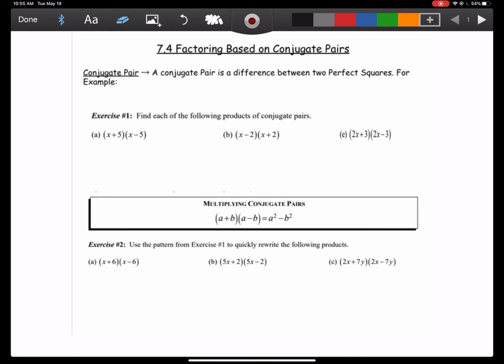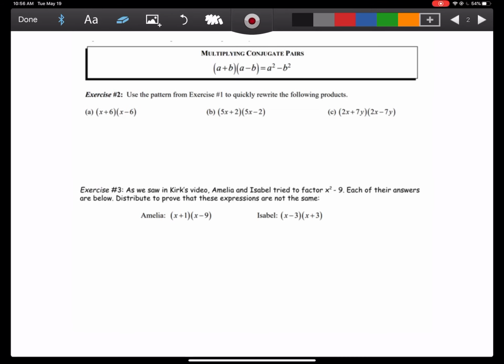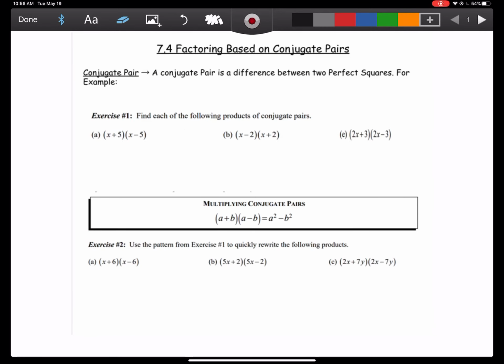Okay, this is 7.4, factoring based on conjugate pairs. So I do want you to write everything down that you see here. The top half is here on this page. The bottom half is here on this page. And these are examples that we saw in Kurt's video. But I'm just going to use a portion of the examples he uses. All right, let's get started.